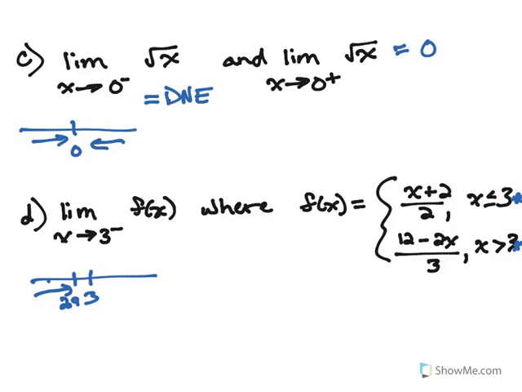So for this limit, we're going to evaluate at row 1. So we'll plug in a 3 to that function, and we get 5/2.